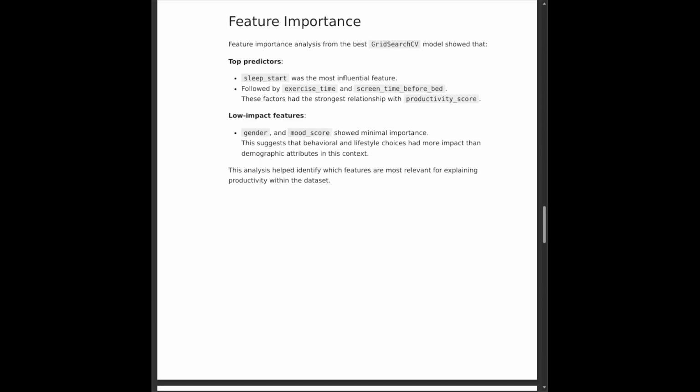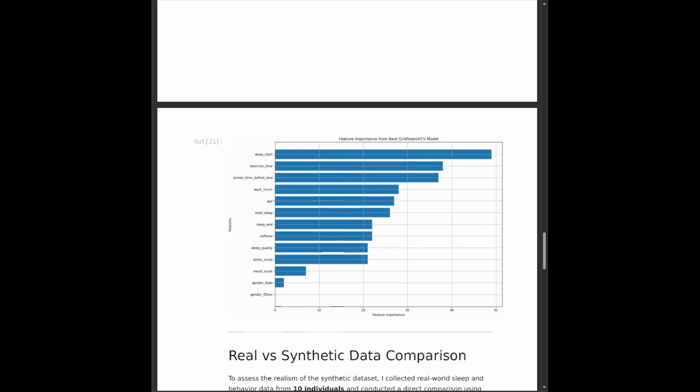I also have to mention that I did a feature importance analysis. I visualized feature importances from the best model, and my top factors were sleep start, exercise time, screen time before bed, and low impact features included gender and mood score, which is interesting.